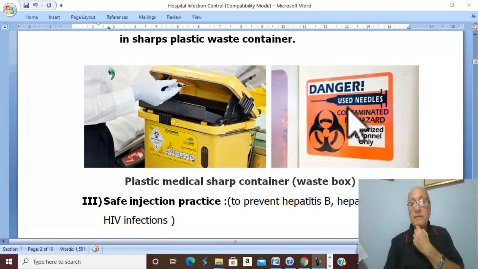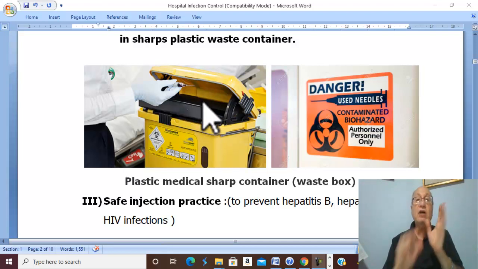this label to take the attention of the personnel that this is the container for the sharp waste instruments. This is the waste box for any sharp wastes.